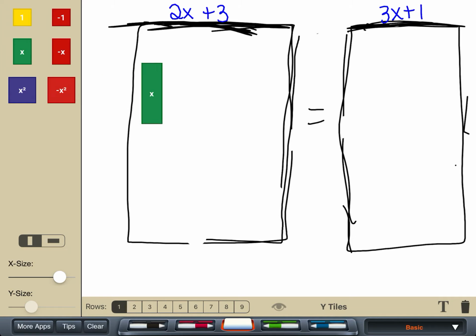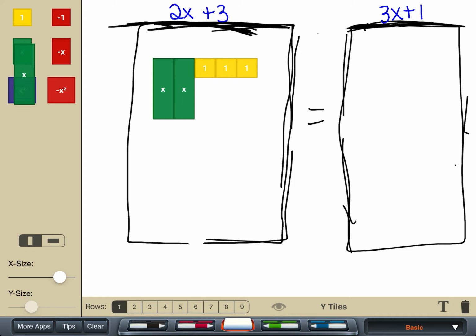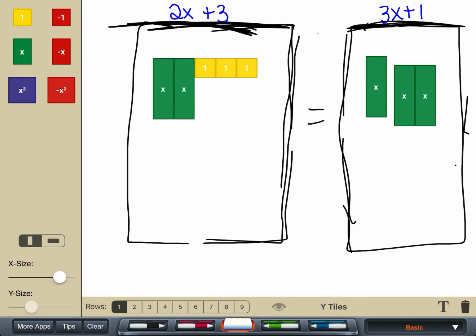So in algebra tiles, the rectangles represent the x's. So this one's 2x, so we need 2 x's. And then plus 3. 1, 2. If I do it right, it usually does it for me. 3. Okay, so 2x plus 3. And then on the other side is 3x plus 1. So you would set it up like that.